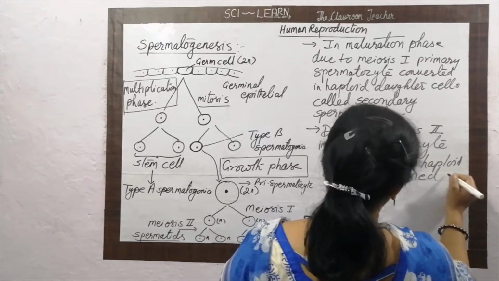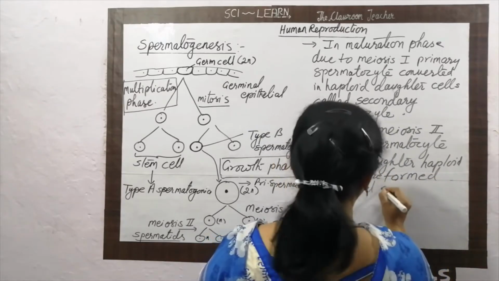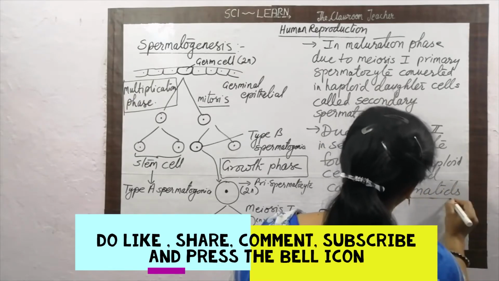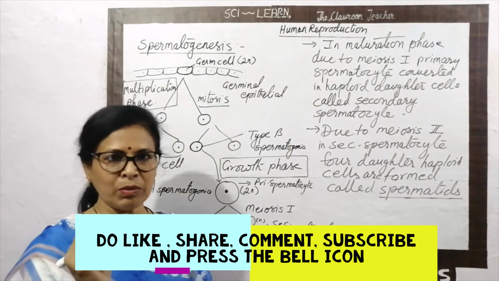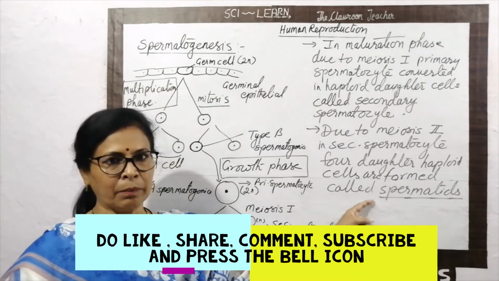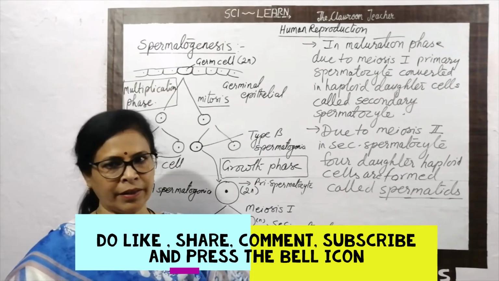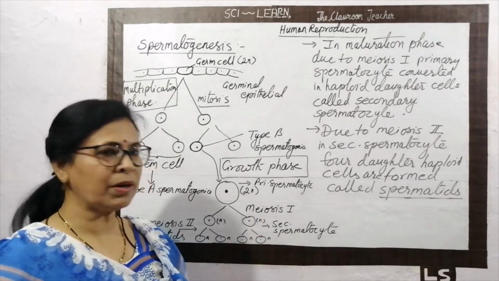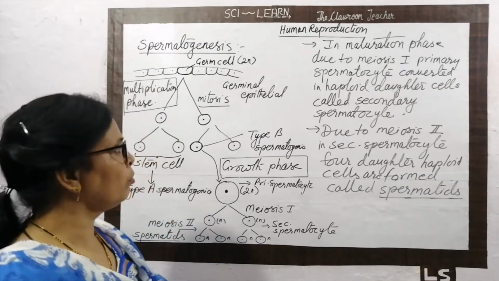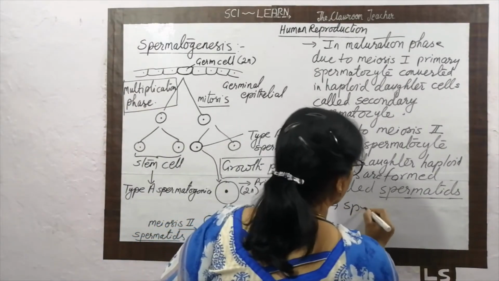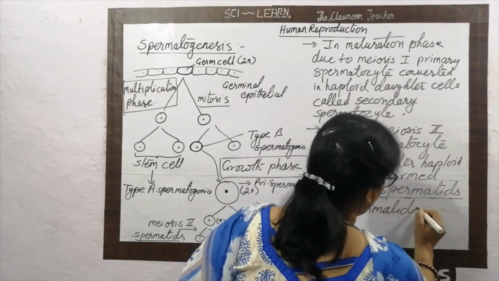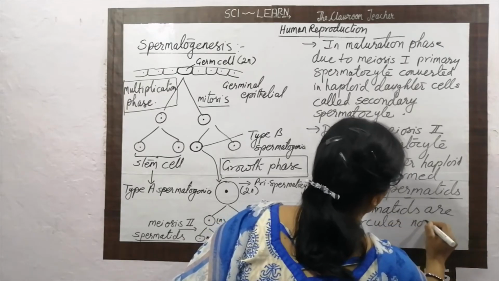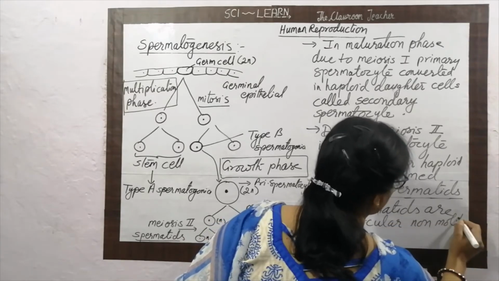And these are called spermatids. Must remember, spermatids are not sperm. Till now, sperm is not formed. This is the formation of spermatids, and further, the spermatid gets converted into a sperm. What is a spermatid? Spermatids are circular, non-motile cells.